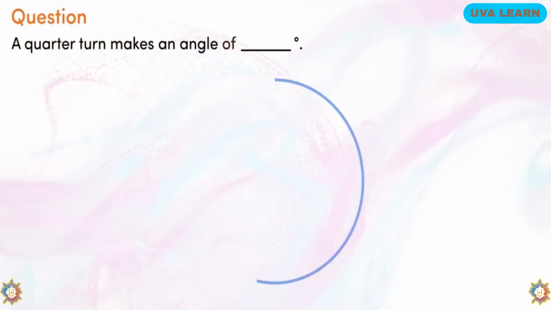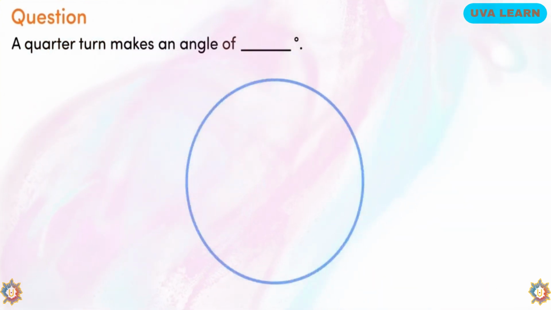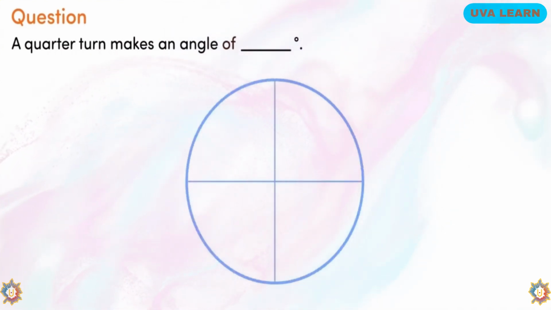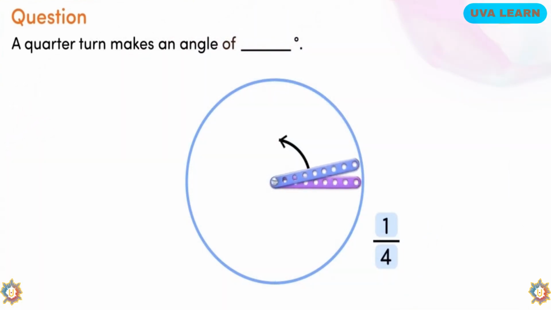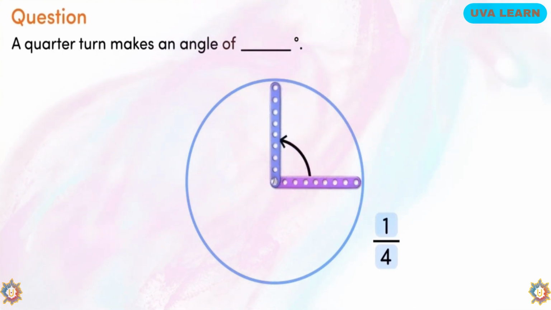Let's take the help of a circle to understand what quarter is. Let's divide the circle into 4 equal parts. Now, each part of the circle here is called a quarter. Or, each part will represent 1 out of 4 equal parts. So, a quarter turn would mean rotating from here to here.